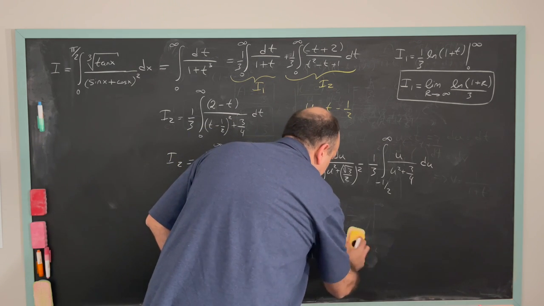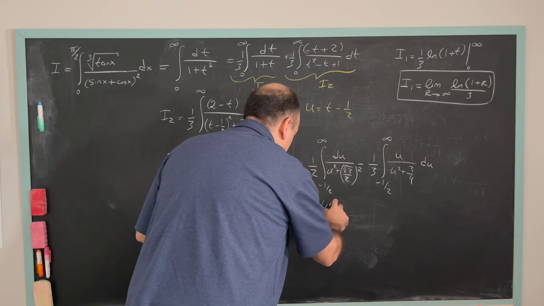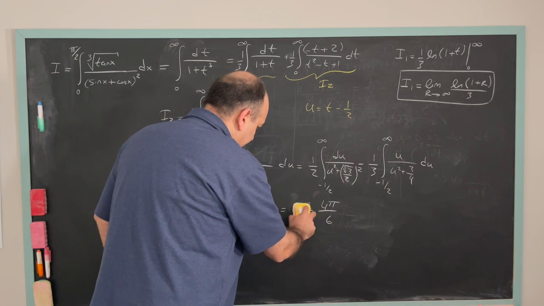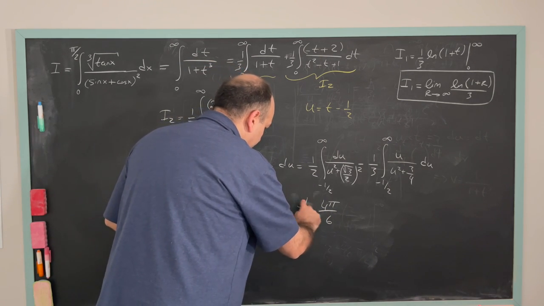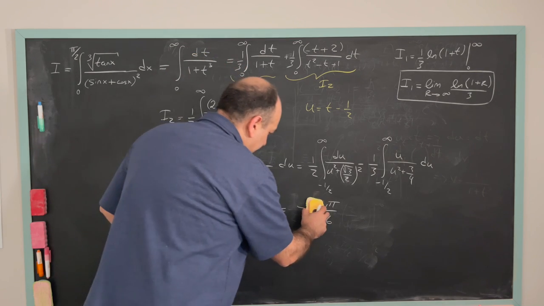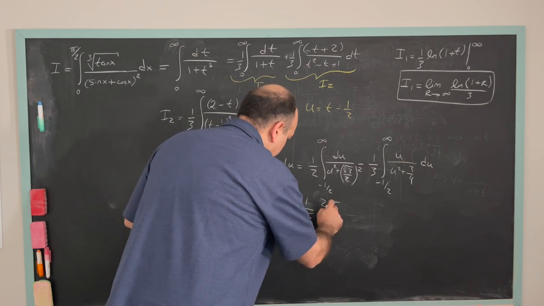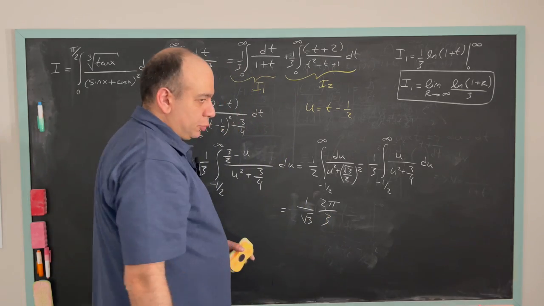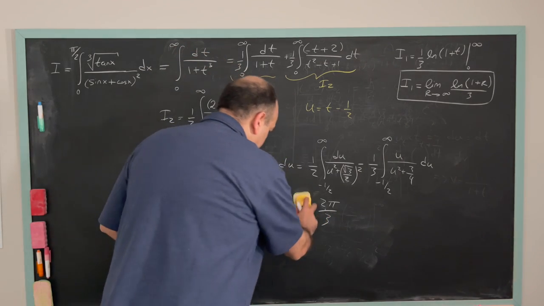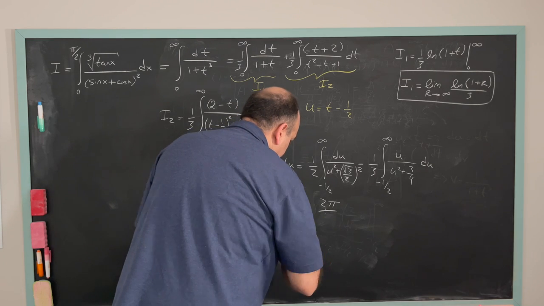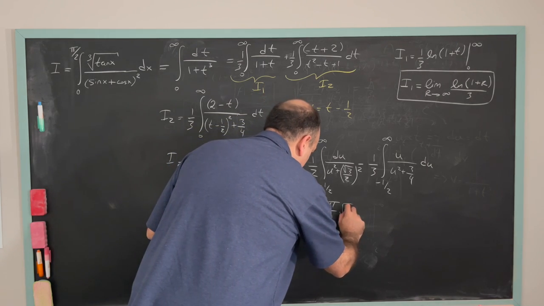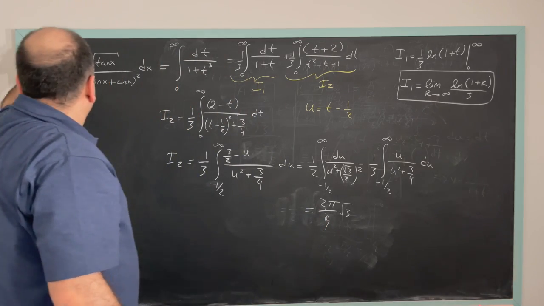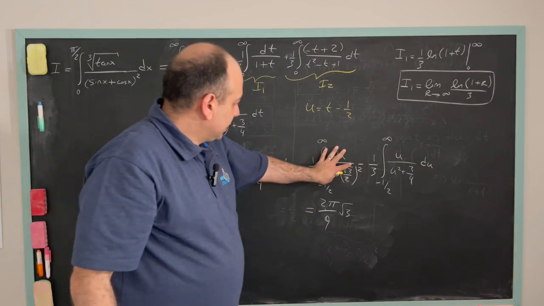So 4 pi over 6. The 1/2 cancels this 1/2, so we have 1 over that. So we have 2 pi over 3 here. If you multiply by square root of 3, you will have 9 here and square root of 3 here. So this is what we get from this integral.